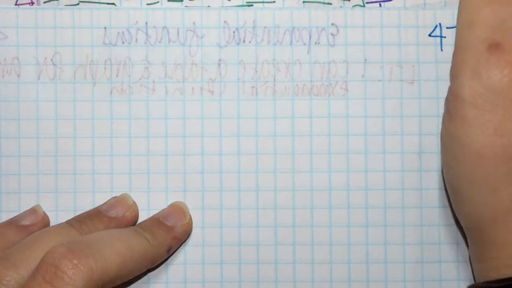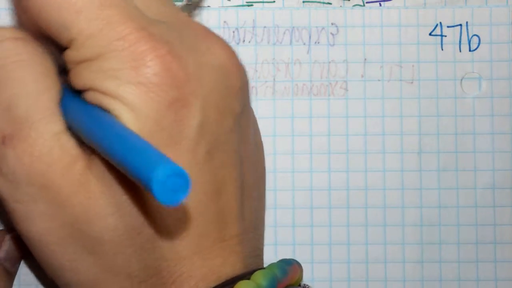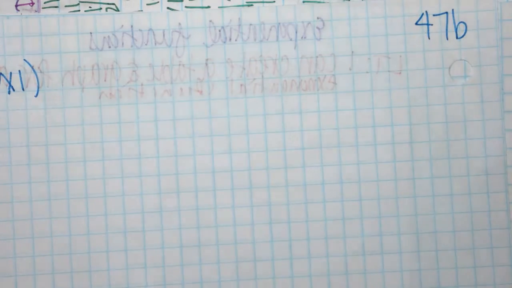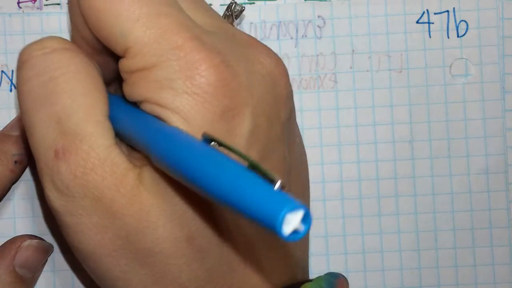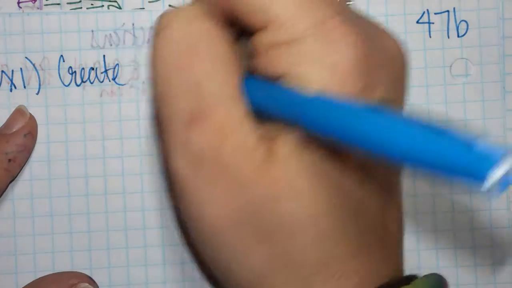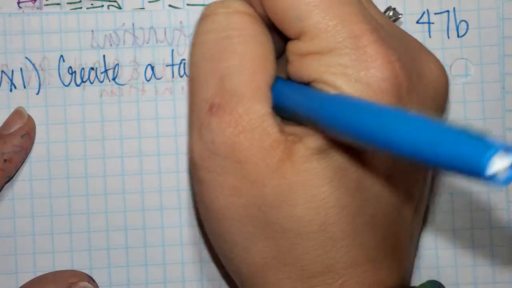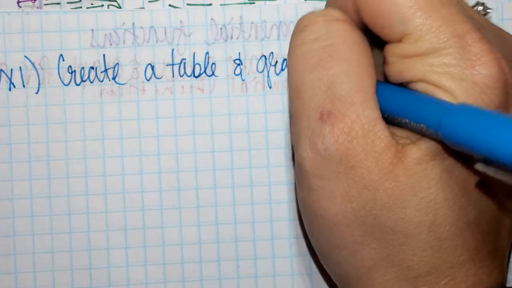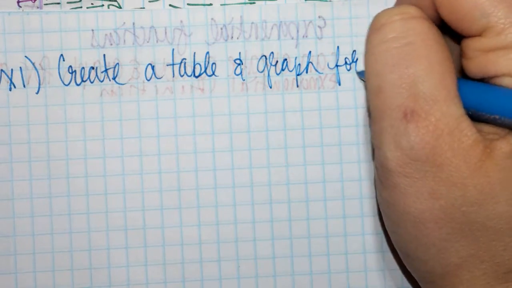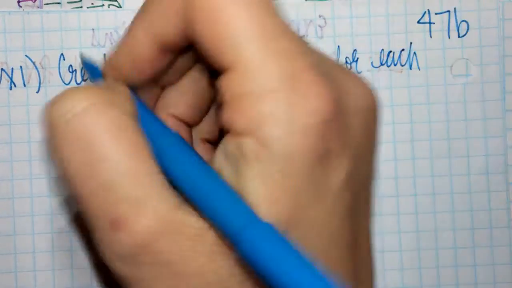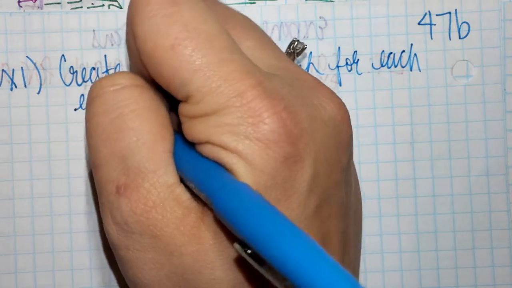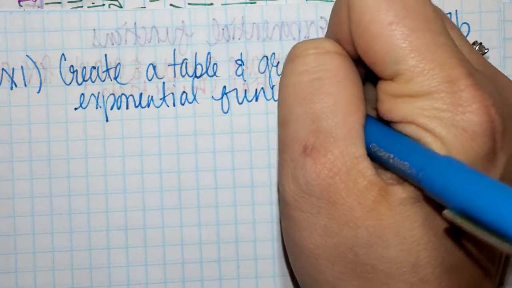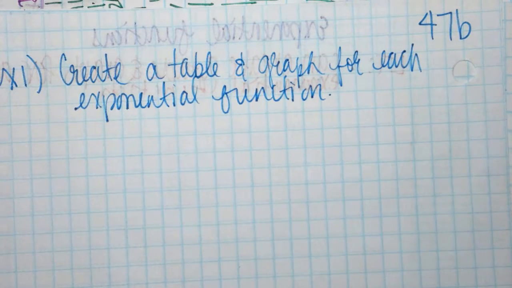All right, this is 47B. We're going to write example 1. Example 1 says create a table and graph for each exponential function. That's our learning target for today.